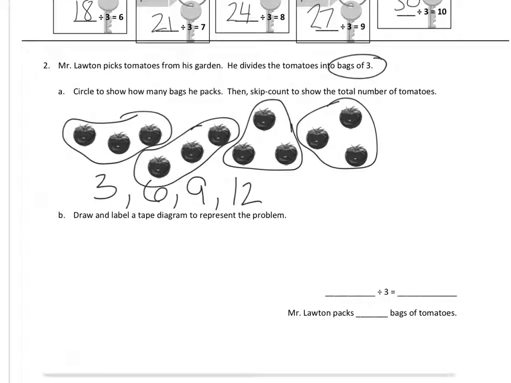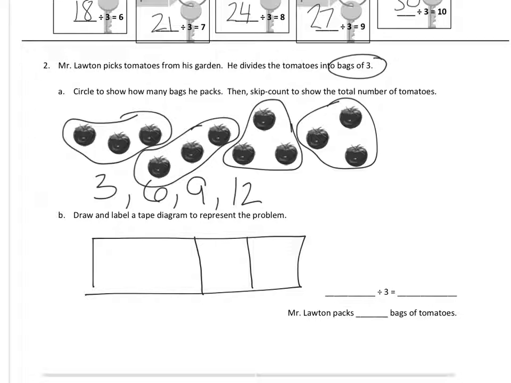Draw and label a tape diagram to represent the problem. Remember, our tape diagrams are rectangles. So I'm going to draw a rectangle, leaving enough room for me to label the top and label the bottom. How many sections is my tape diagram going to need? Well, if you remember, my sections are my groups. How many bags of tomatoes are there? 4. So, how many sections? 4. A trick for fourths is to divide our tape diagram in half and then in half again.